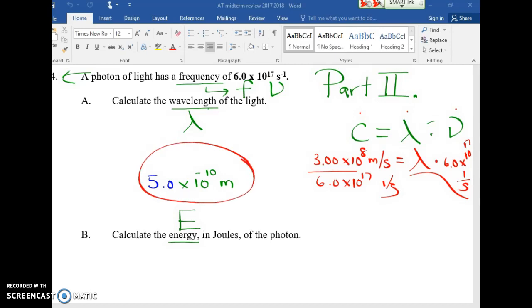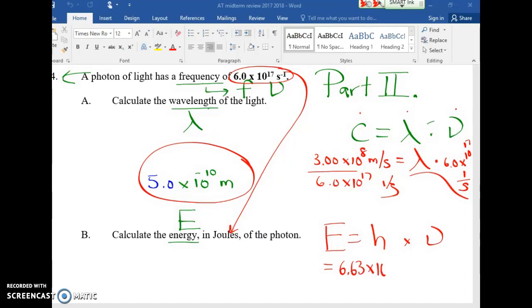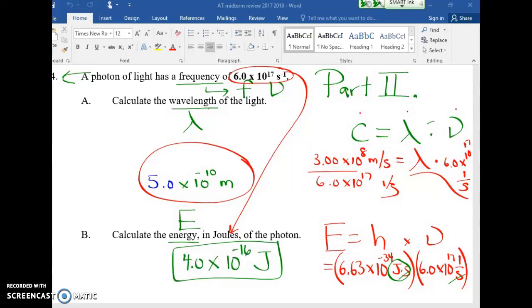All right. In the second part, well, I hope you didn't forget to look up at the first sentence. We need the frequency again. There's the energy formula. Energy is the product of something called Planck's constant times the frequency. Well, Planck's constant is given to you. It's 6.63 times 10 to the negative 34 joule seconds. We multiply that by the same frequency of 6.0 times 10 to the 17 cycles per second. Notice how the seconds cancel out, leaving us with joules. And we have a final answer of, bang, 4.0 times 10 to the negative 16 joules, which is a fairly energetic photon.